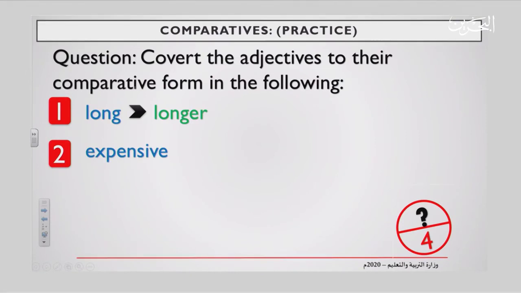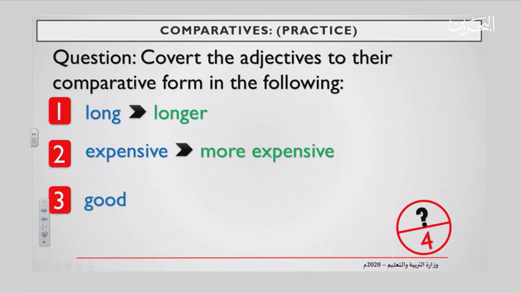Number 2. Expensive. All right, let's take a look. More expensive. It is a multisyllable adjective. You have to add more. Number 3. Good. Let's take a look. Better. It is an exception. You have to change the adjective.